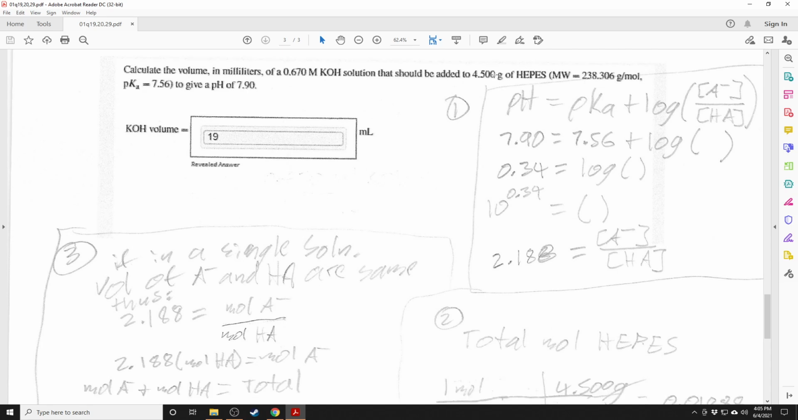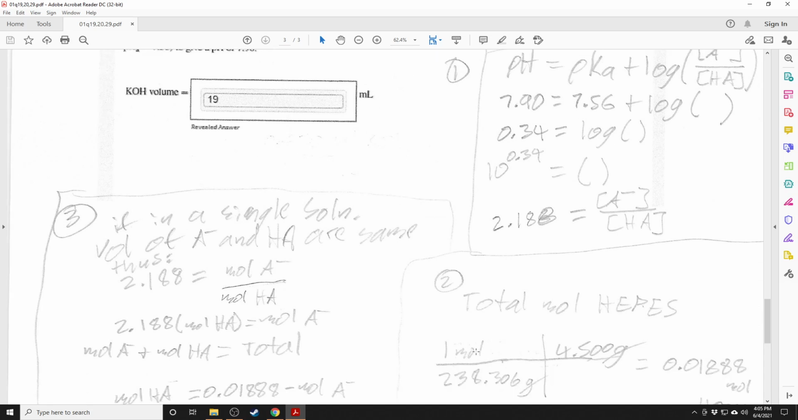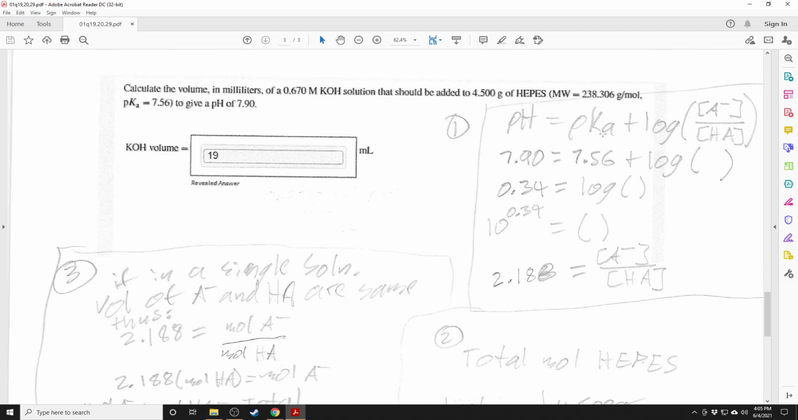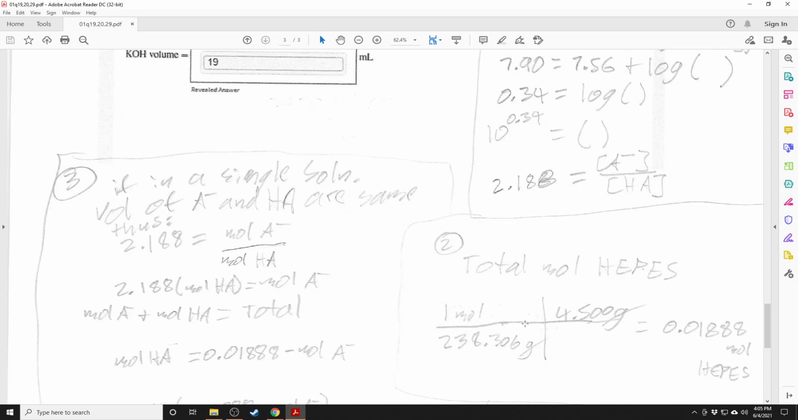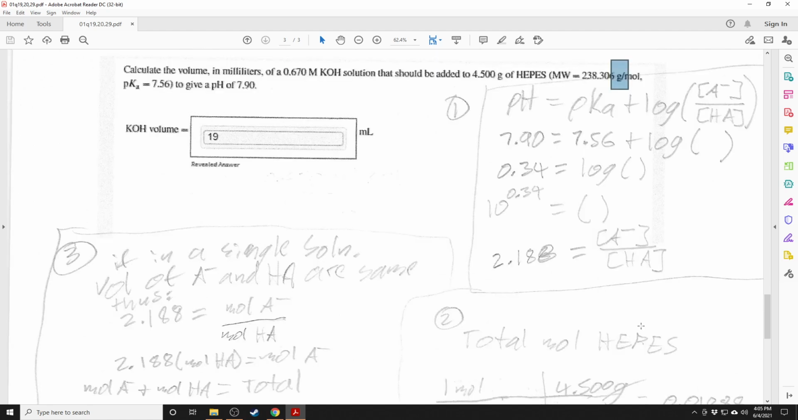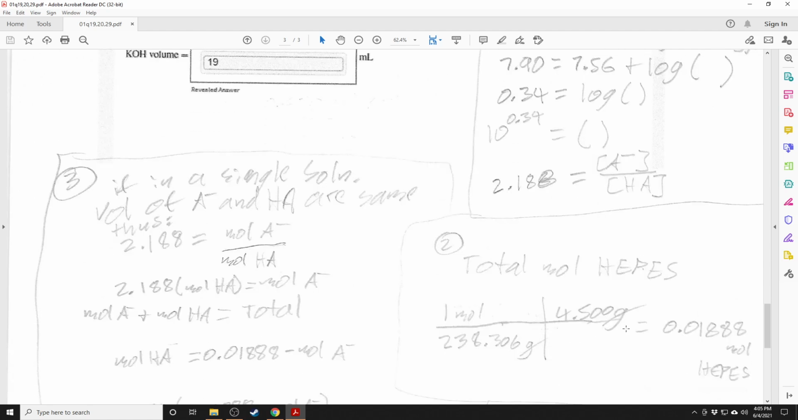And so specifically with this, I knew I'm going to have to use up some amount of that. And so I'm going to need my moles here. And so I took my molar mass here, I put moles on top. So 1 mole is 238.306 grams. And I'm just using that relationship right there. I'm literally just using the definition of it. And I want to get rid of grams and I want to be in moles. And so I multiply that number times grams.